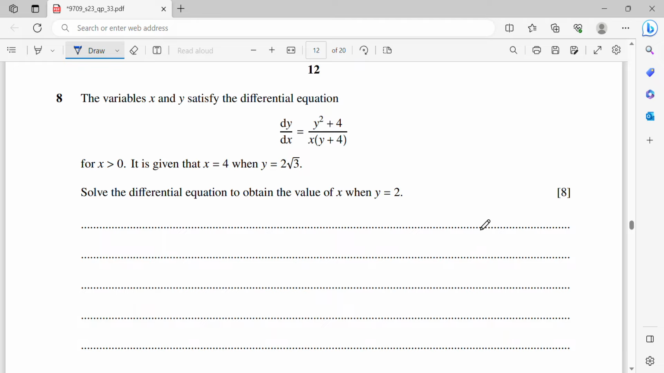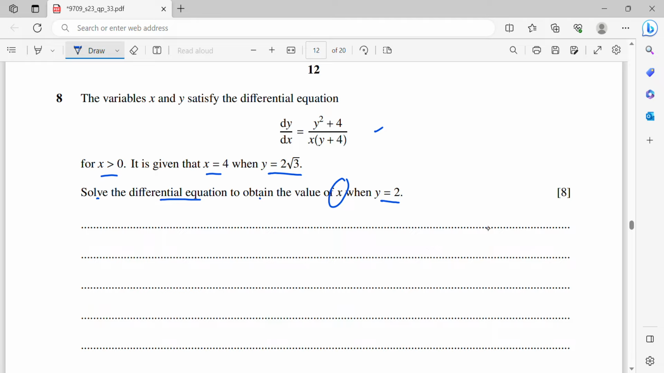Okay, question 8. The variables x and y satisfy the differential equation dy over dx is y squared plus 4 over x times y plus 4. For x greater than 0, it's given that x equals 4 when y equals 2 square root 3. Solve the differential equation to obtain the values of x when y equals 2. So it means that now our concern is to get the x value when y equals 2.